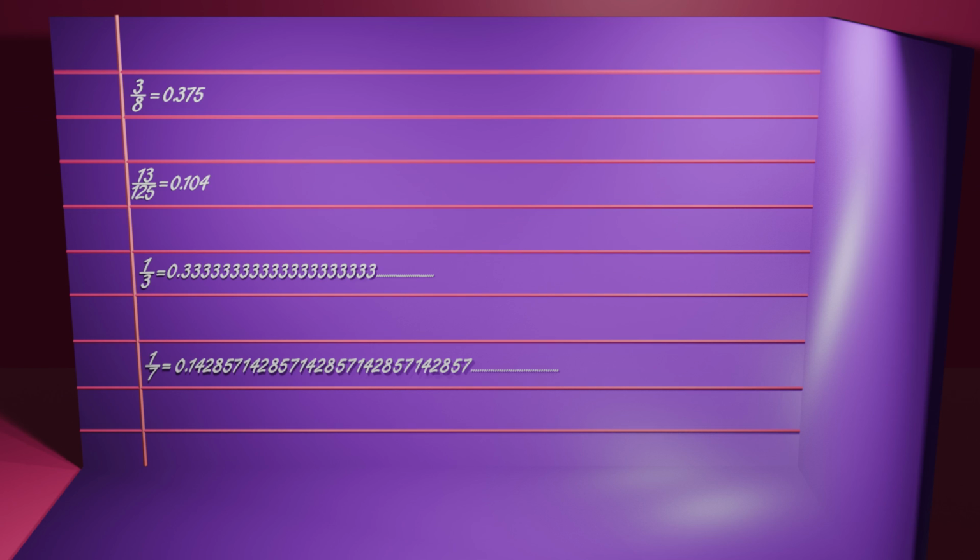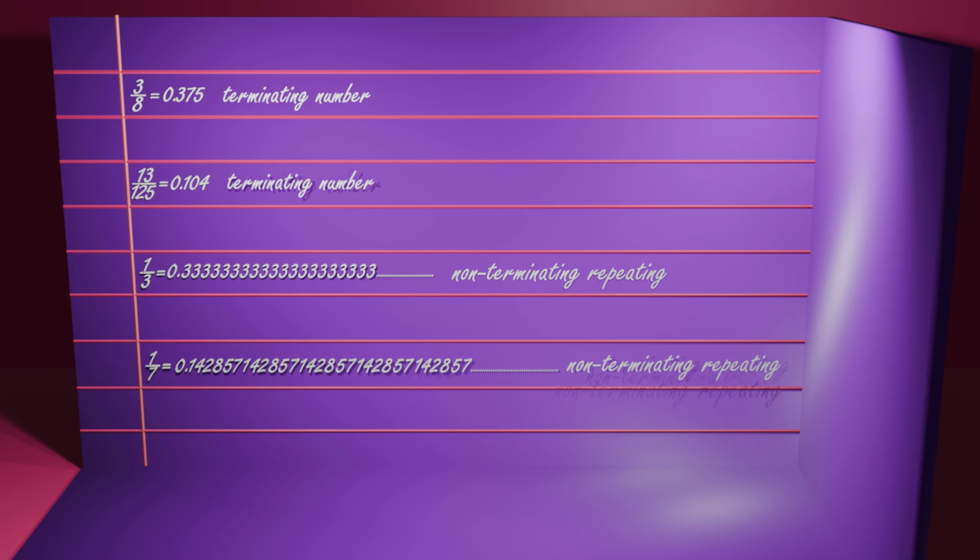So far we have learned two types of numbers. First, terminating numbers, and second, non-terminating recurring numbers. Both are rational numbers because they can be written as fractions. Now the question arises: are there numbers that neither stop nor repeat?